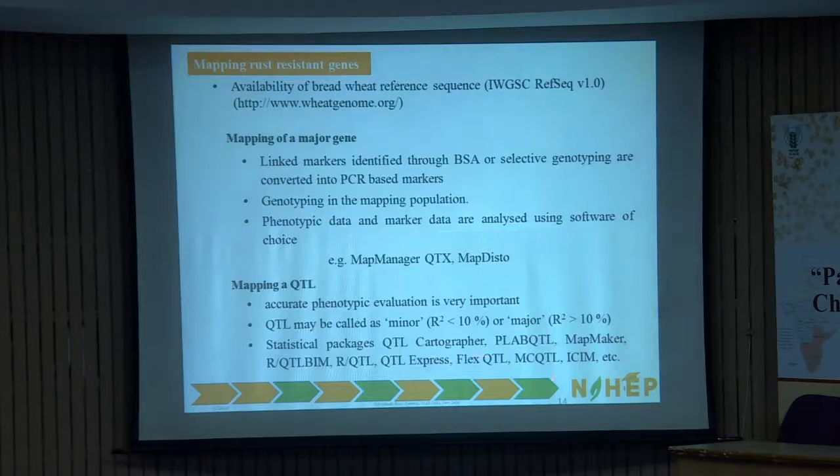And we have a lot of software. We normally use QTL Cartographer, ICIM. It's very easy to use for anyone. Anyone of us can use it if we have genotypic and phenotypic data. So mapping QTL is very easy, even using bulk segregant analysis, if it is an additive kind of QTL. We have three kinds of QTL: additive, dominant, and epistatic. Additive is very easy to do, followed by dominant, and next one is epistatic.